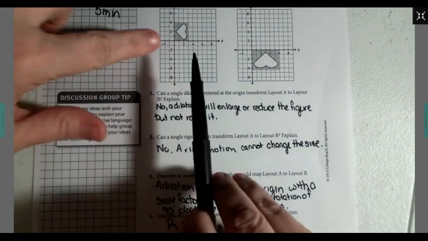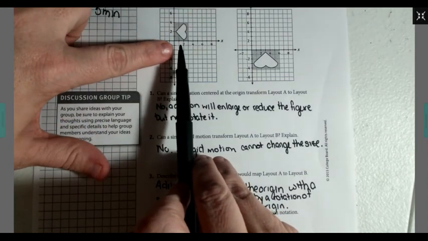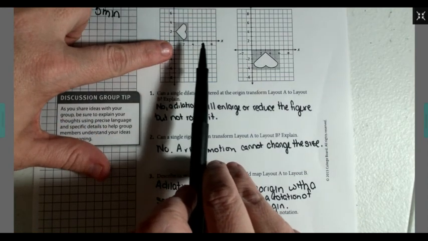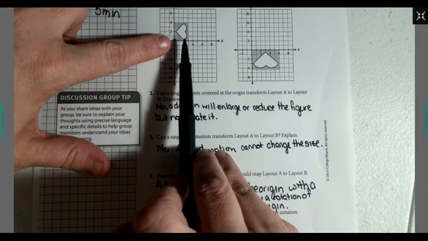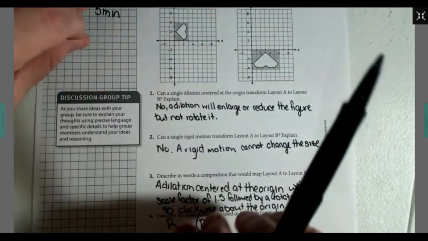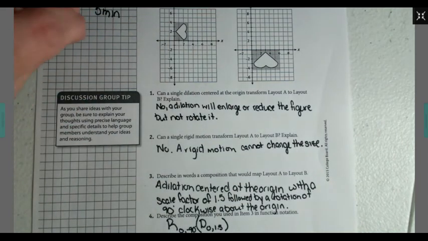I said the first thing I want to do is a dilation. And because I know it enlarges, I know that the scale factor has to be bigger than 1. Remember, we recalled that in the last lesson. Scale factor greater than 1 will enlarge. Scale factor between 0 and 1 will reduce and shrink the image.